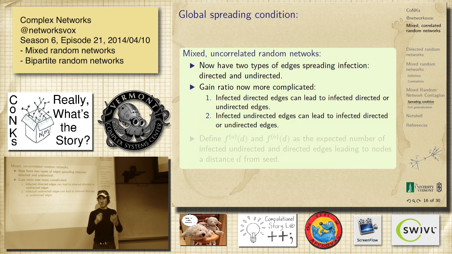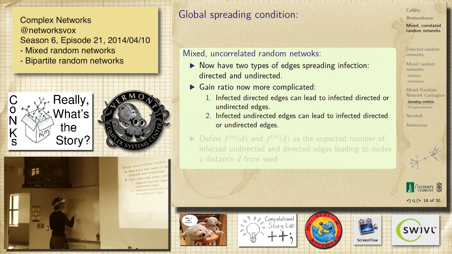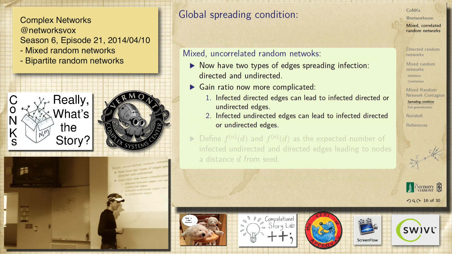So gain ratio is more complicated. So we could do this. So now we have, let's keep these guys and let's make these. Right, so these are just undirected ones. So the infection could come in through a directed one, and then could leave through undirected, right? Or it could come in this way through an undirected, and then again leave through other undirected ones, or through this directed one. So we're going to blend those two things together. This is cool.